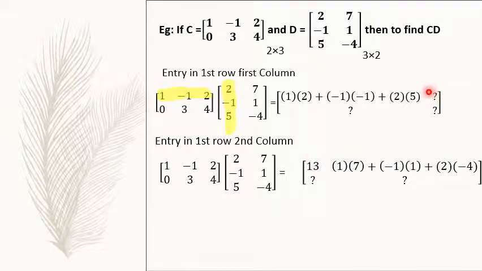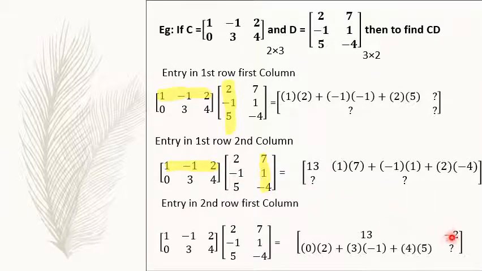Now to find the second column element in the first row, that is A12, we need to multiply the first row of C with the second column of D. 1 into 7, plus minus 1 into 1, plus 2 into minus 4. So here minus 2 is the answer. So 13 and minus 2 are the elements in the first row of CD.